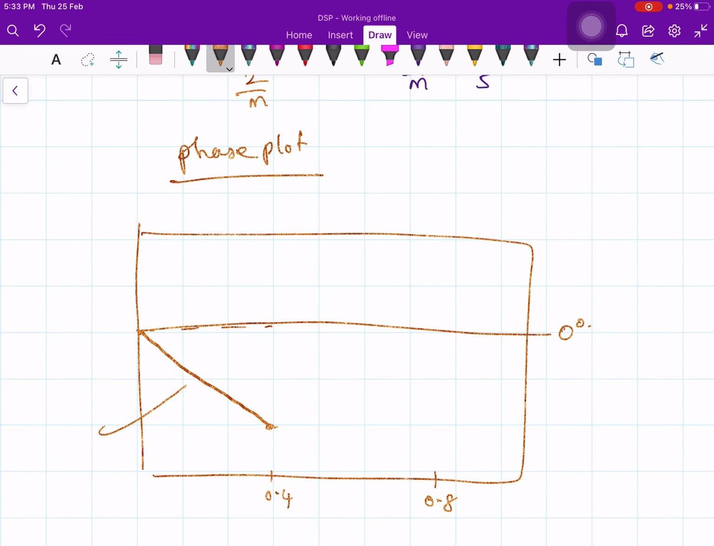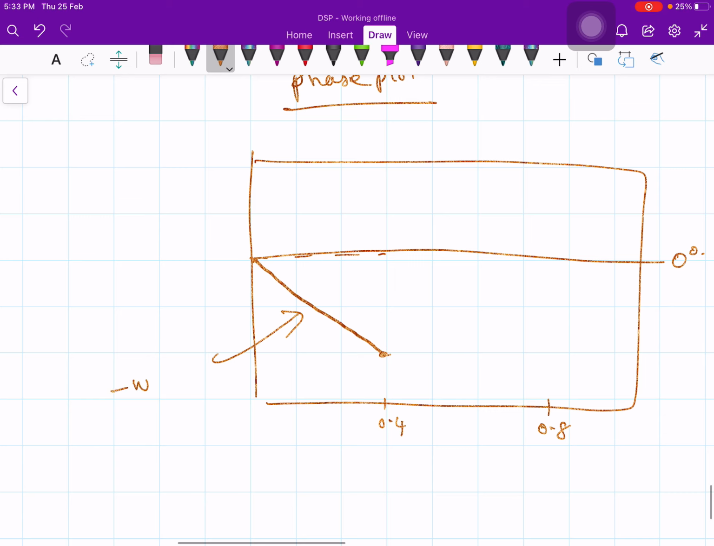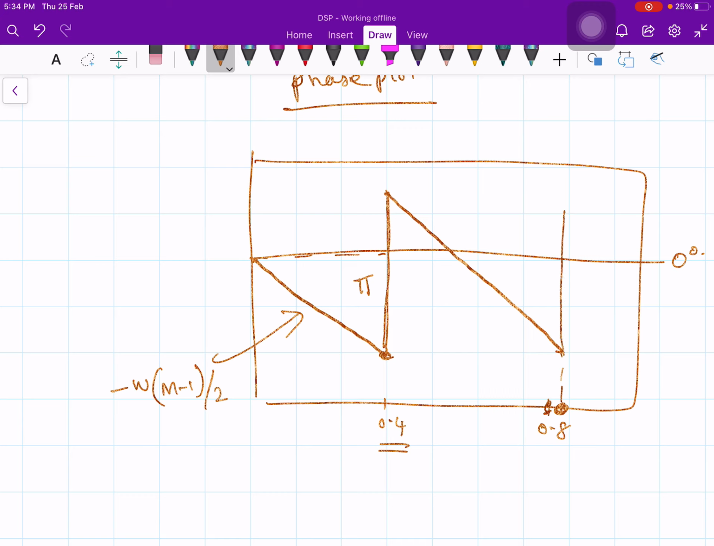So this linear contribution is coming because of minus omega times (M minus 1) divided by 2. But when omega is equal to 0.4, I mean normalized frequency becomes 0.4, then there is a jump. How much jump? Pi. This jump comes because of your sin(omega M by 2) divided by sin(omega by 2). And again it gradually decreases, and when it reaches 0.8, then again there is a jump of 180 degree, and again it goes like this.